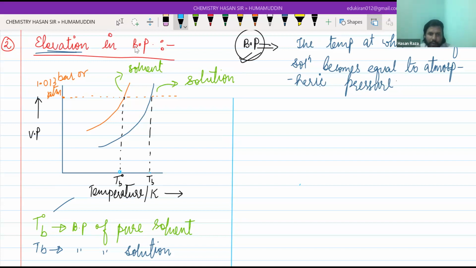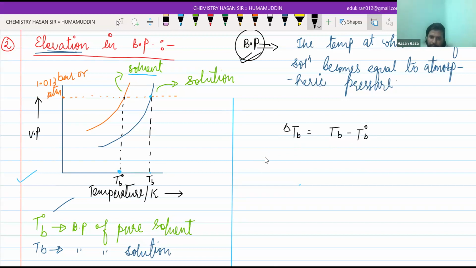Yes, sir. Okay. Now see, this is the scenario of elevation in boiling point. In this graph you can see that when the solvent is pure, the boiling point of the solution increases. Now I'm going to find the difference between these two boiling points. Delta TB is equal to the boiling point of solution minus the boiling point of pure solvent.